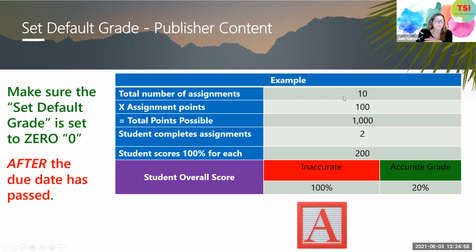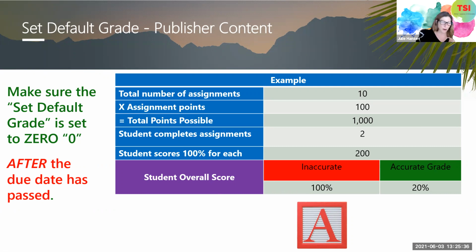So let's say you have 10 assignments in your class and they're each worth 100 points. So that would be 1,000 points, right? Then you've got this one student and they've completed 2 out of the 10 assignments and they got 100% on each of them. So far they have 200 points, right? Just as an example. So if you do not set the default grade to 0 in the Canvas gradebook, it will show that the student's overall score is 100%. The student will see this, you will see this, they will have 100%, even though they've only done 2 out of the 10 assignments, right?